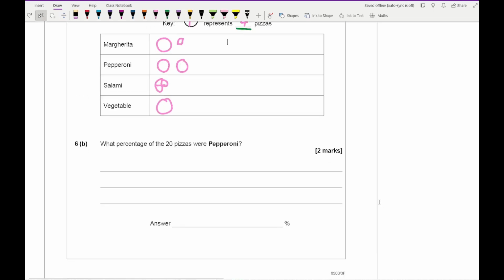Then for 6b, it says what percentage of the 20 pizzas were pepperoni? Well, there are 8 out of 20, and we want to convert that into a percentage. So we multiply that by 100. So if I type that all into my calculator, I'm going to get an answer of 40%.